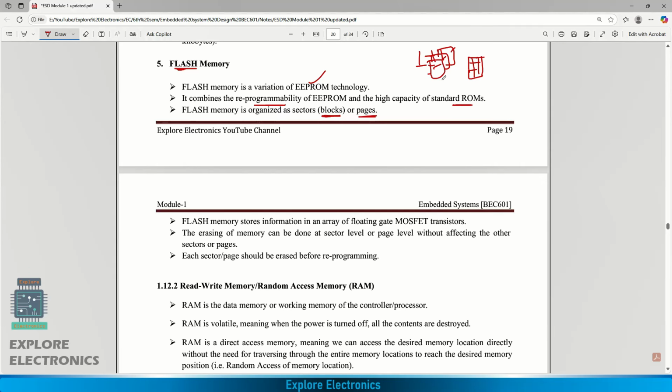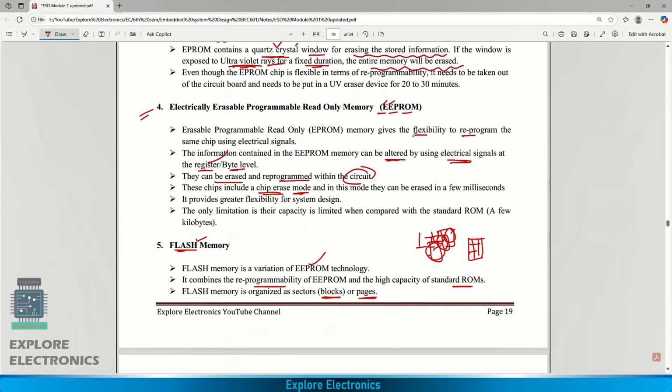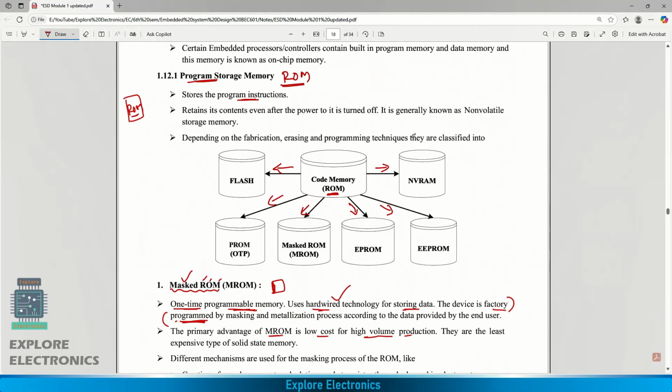So recent technologies use flash memory itself. This is also electrically programmable, and we can do reprogramming at page level. We can program this particular page and that page separately. That is what the different types of read-only memories are.